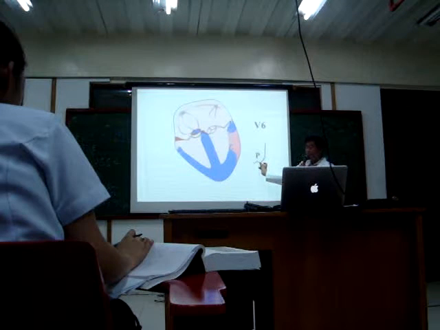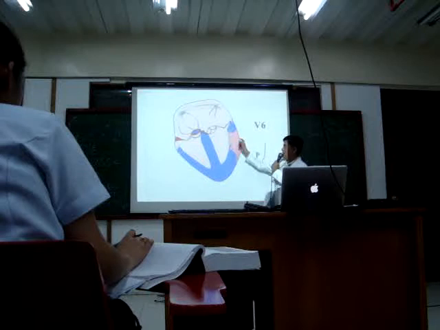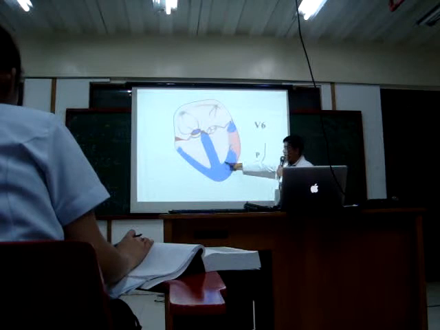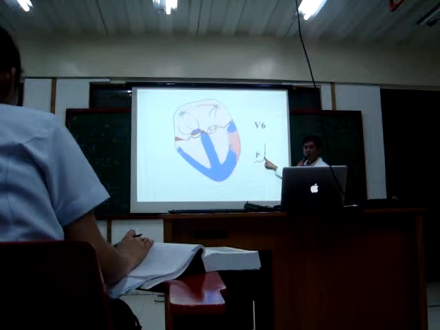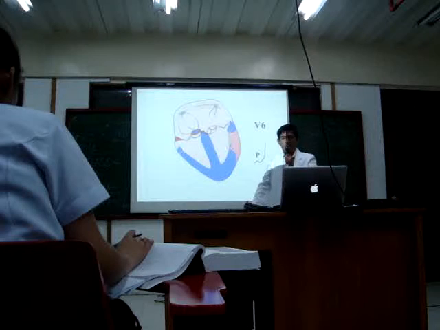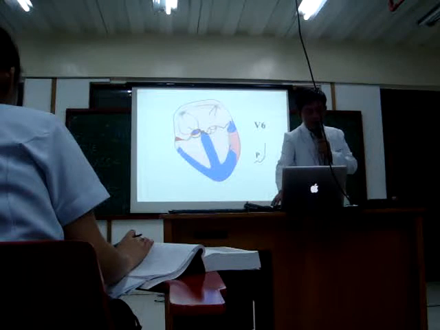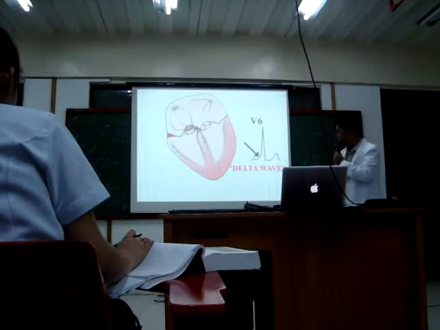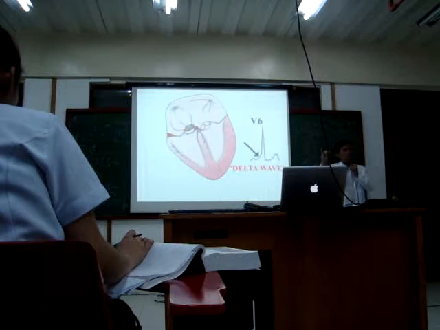But because of pre-excitation at this point, the ECG already picks it up. So it starts to cause the first part of the QRS complex. And this part creates the second part of the QRS complex. Why is this significant? Because this is what's known as a delta wave. Okay, so now we know there's a P wave, there's a QRS complex, there's a delta wave.